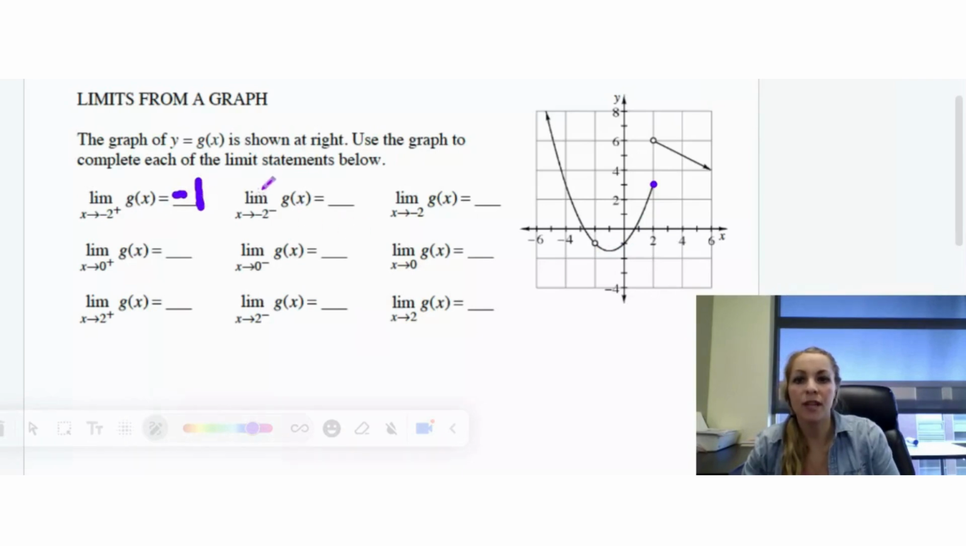Now I'm going to approach the limit as x approaches -2 from the left side. That's what this minus means. So I'm going to start on the left side of the graph and approach -2. So I'm going to come this way, follow this curve, and it happens to be at the same spot as the other one. It's at -1.